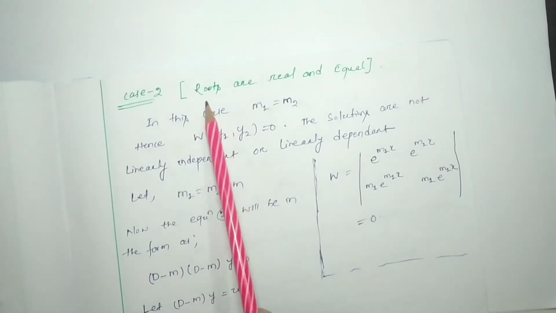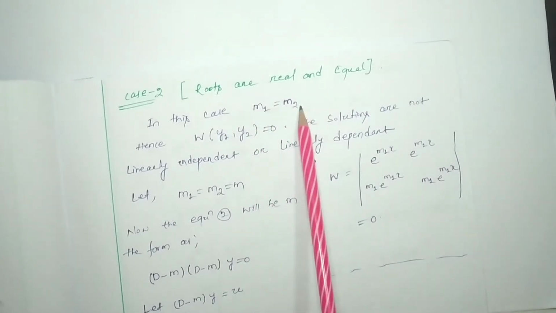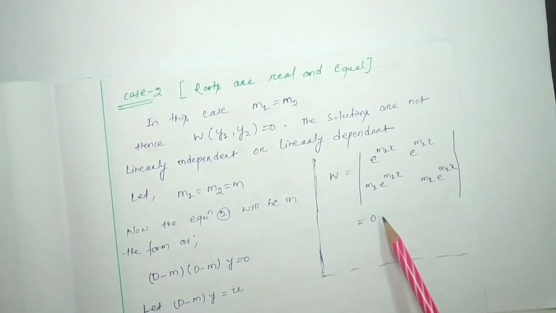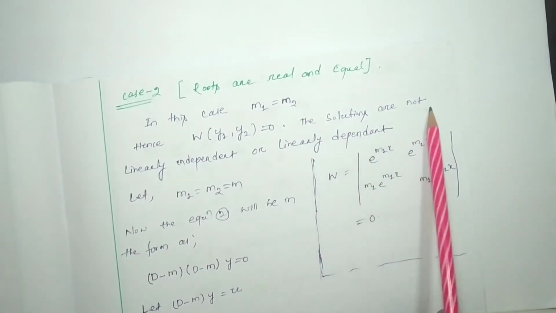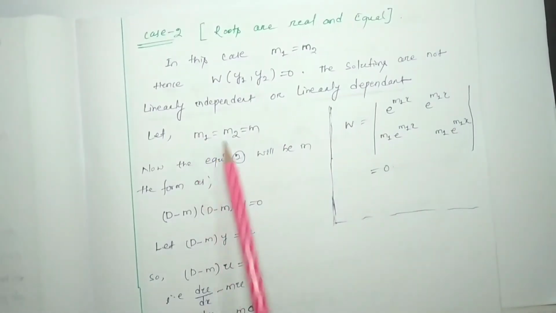So when the roots are real and equal, that means m1 equal to m2. If m1 equal to m2, the Wronskian will be equal to 0. That means the two solutions are linearly dependent, not linearly independent. Let m1 equal to m2 equal to m.